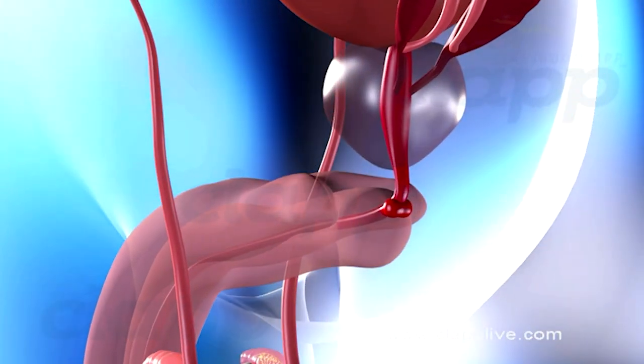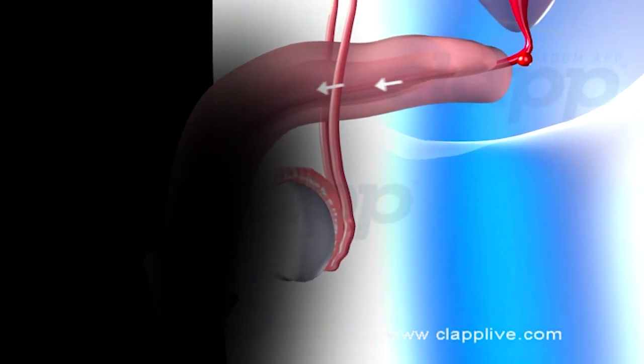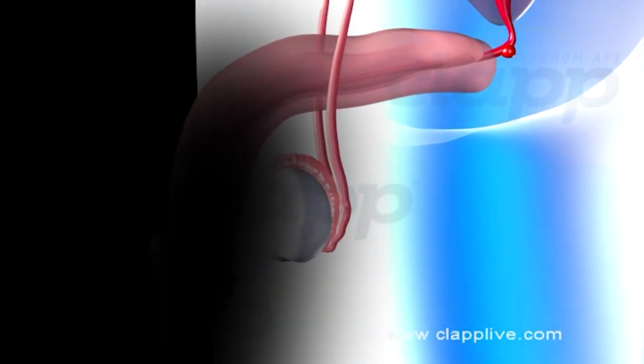Secretions of all these glands are collectively called seminal plasma. Sperms along with seminal plasma constitute semen. Average volume of semen in an ejaculation is 2.5 to 5 milliliters. In males, urine and semen pass through urethra.